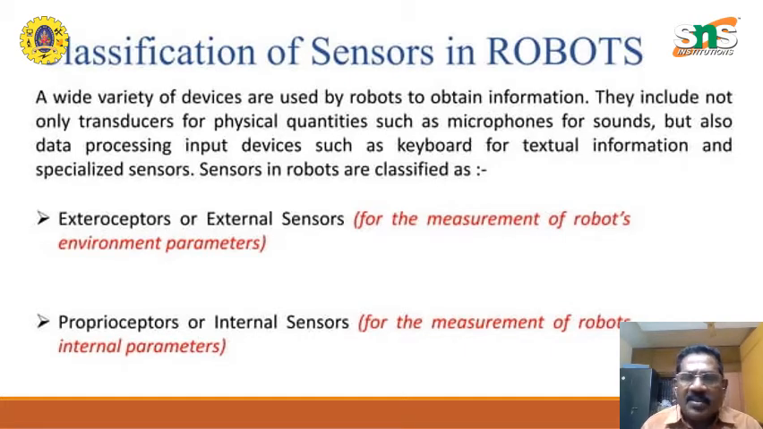The sensors in robo are classified as exteroceptors, also called the external sensors, for the measurement of the robot's environment and parameters, or the proprioceptors, the internal sensors, for the measurement of the robot's internal parameters. So one is for the external parameters and one is for the internal parameters.